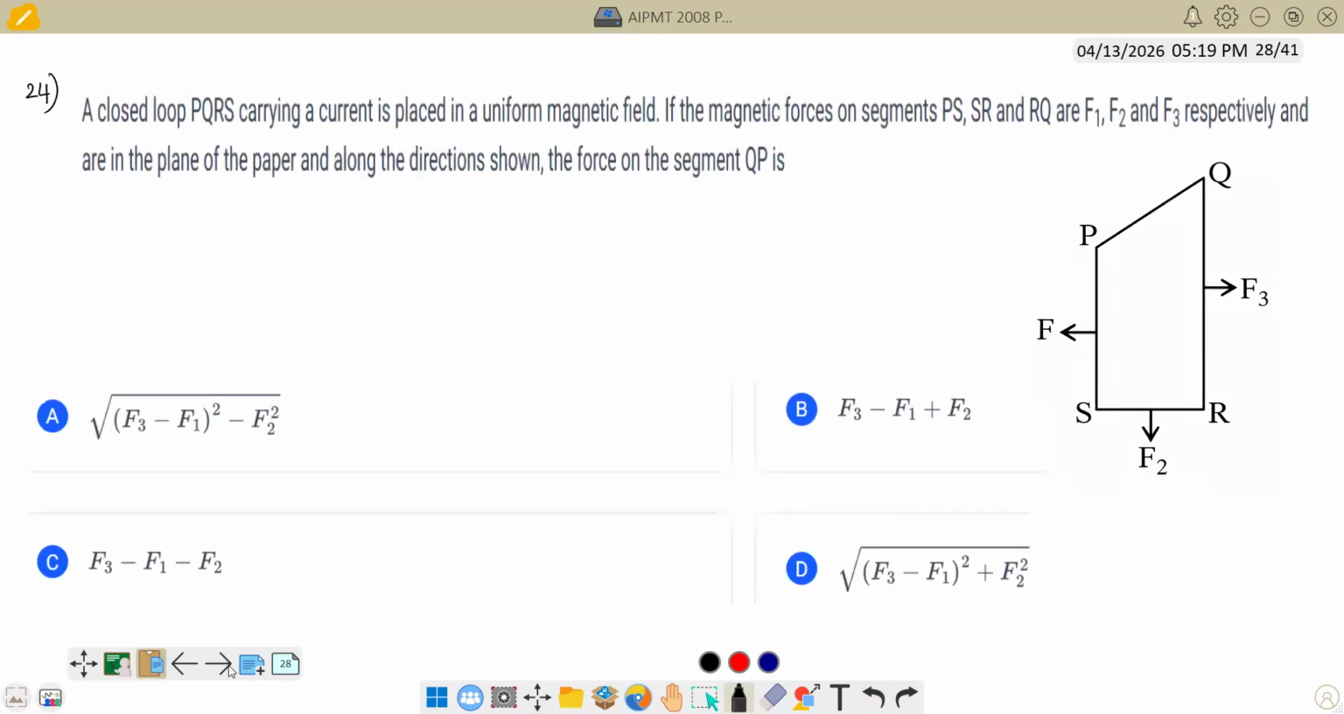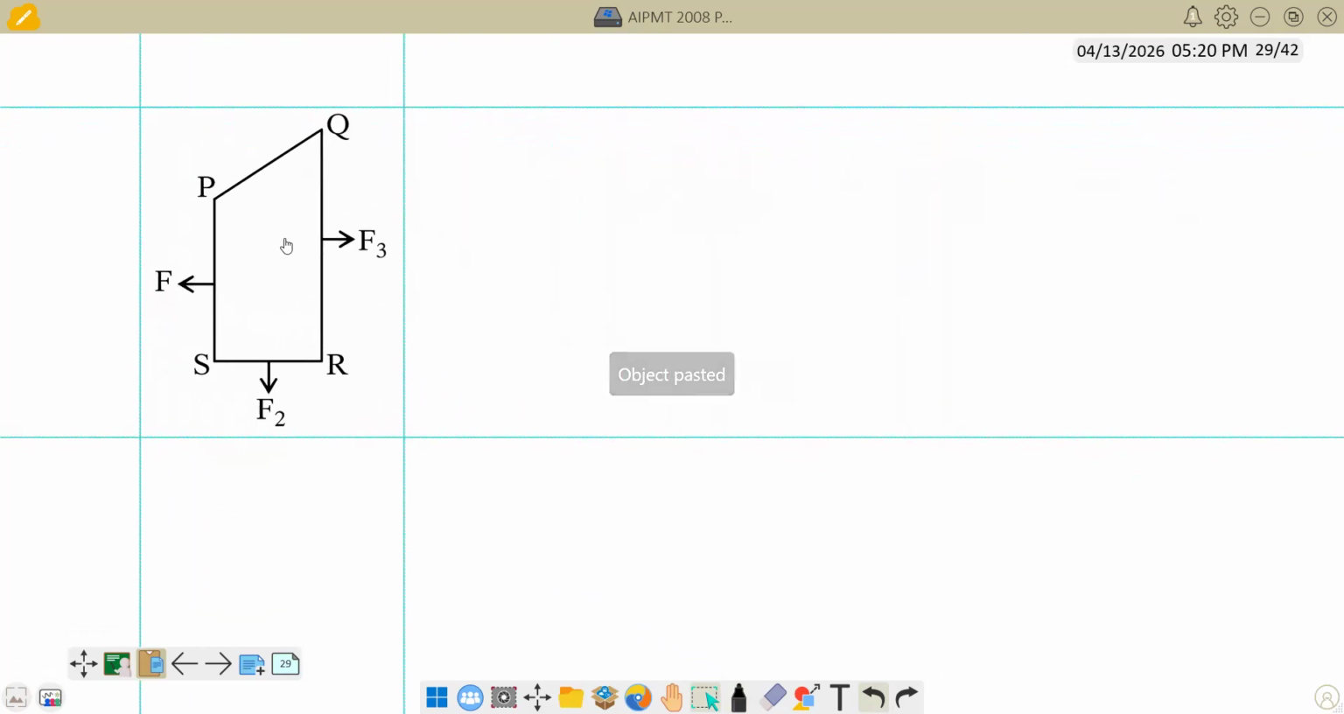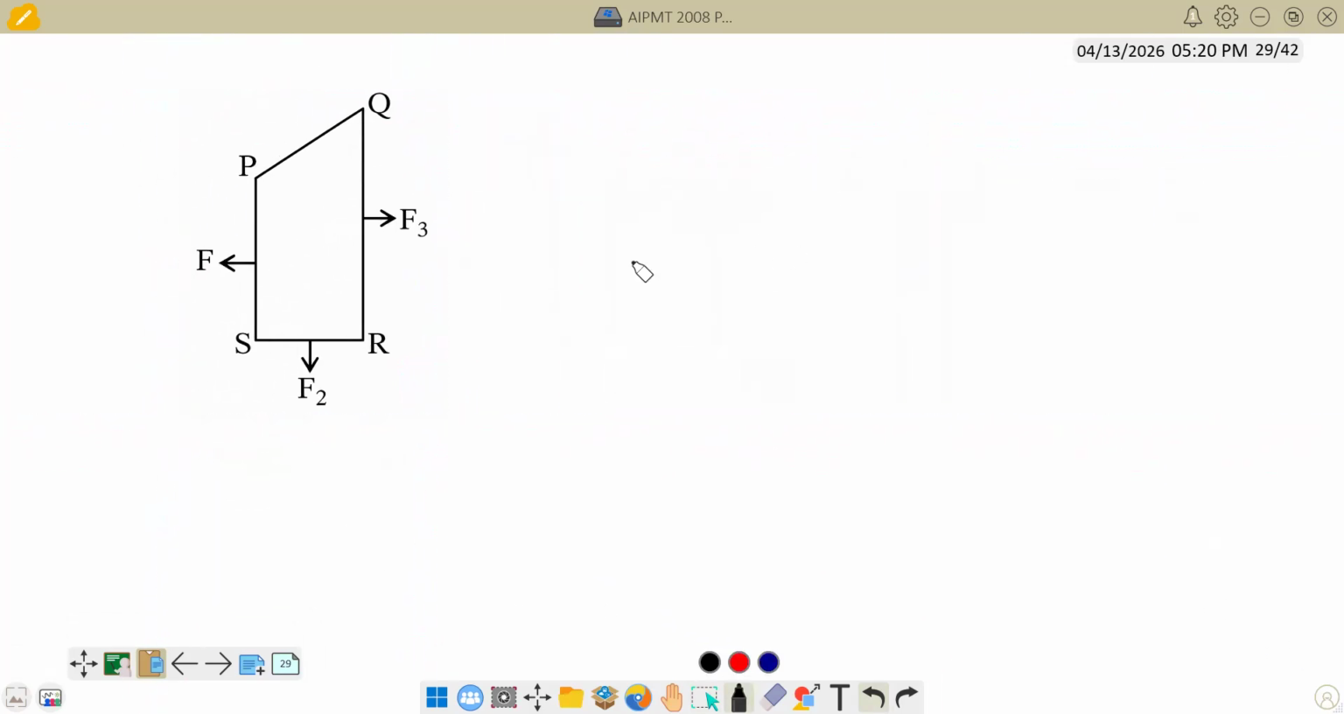We'll go for the next one. A closed loop PQRS carrying a current is placed in a uniform magnetic field. The magnetic forces on the segments PS, SR, and RQ are F1, F2, F3 respectively, in the plane of the paper and along the direction shown. The force on the segment QP is? Now remember, this is very important: if you have a current carrying loop placed in a uniform magnetic field, the word uniform is very important.